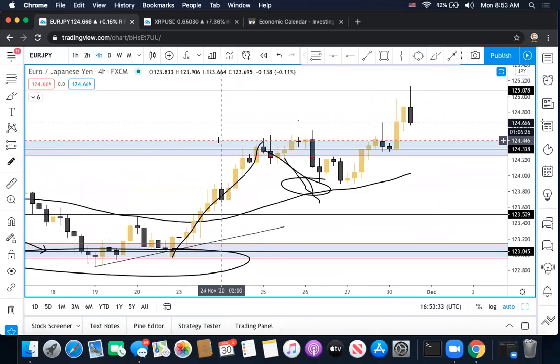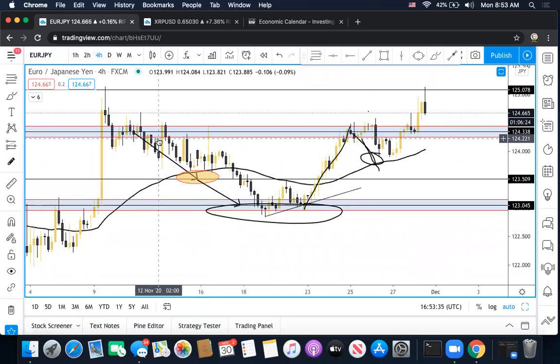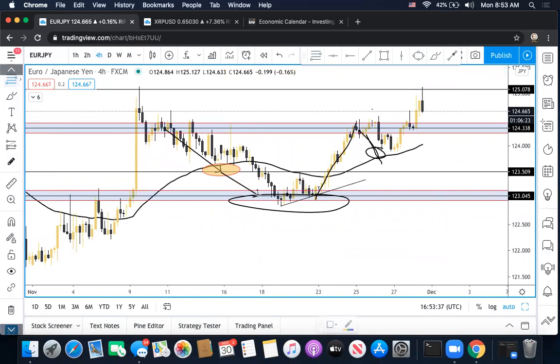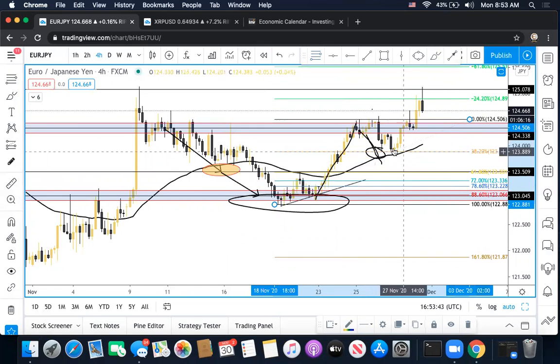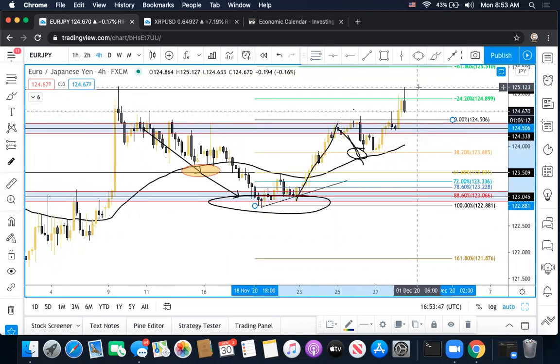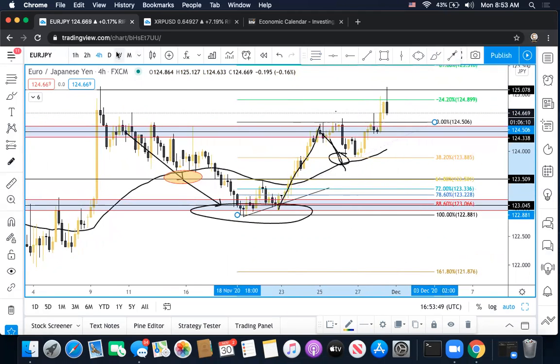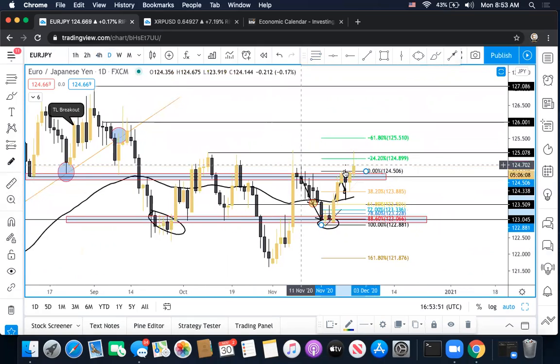To the 4 hour real quick. This was the last fib that I had drawn from this retracement, from this low to this high. Price pushed down to the 38.2 retracement, boom, hit negative 24, hit the 125 resistance region. That was the overall region where I wanted the market to hit.